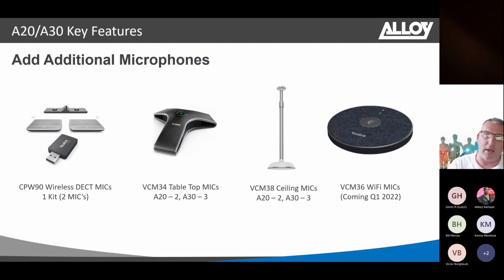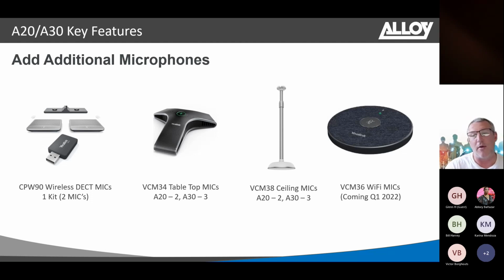Now, with these Android-based solutions, you are limited to 1 kit only per video bar. So 1 kit includes 2 microphones. You can also use the BCM34 tabletop microphones. Again, the limitation is different to the Windows-based solutions. So you are only limited to 2 tabletop mics with the A20 and 3 tabletop mics with the A30. You can also utilize the BCM38 ceiling mics. Again, a limitation of 2 and 3 respectively for the A20 and the A30.